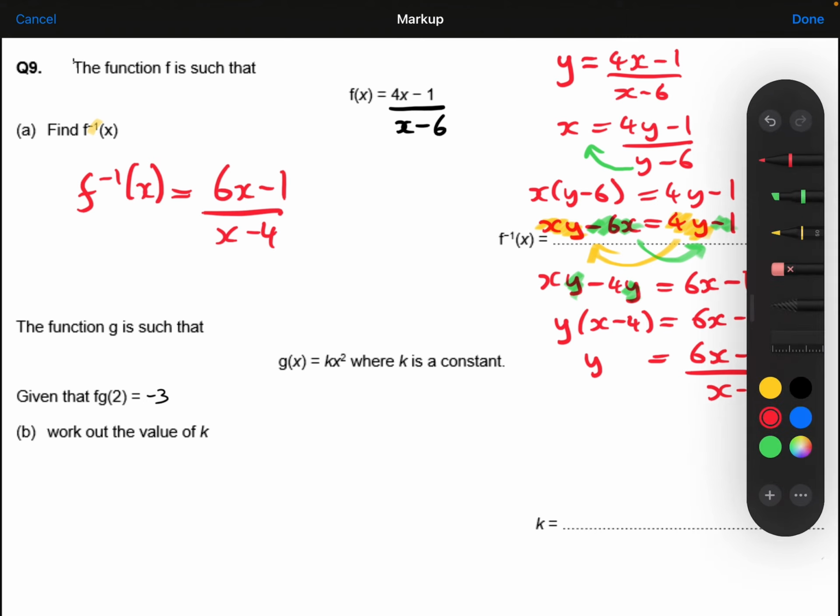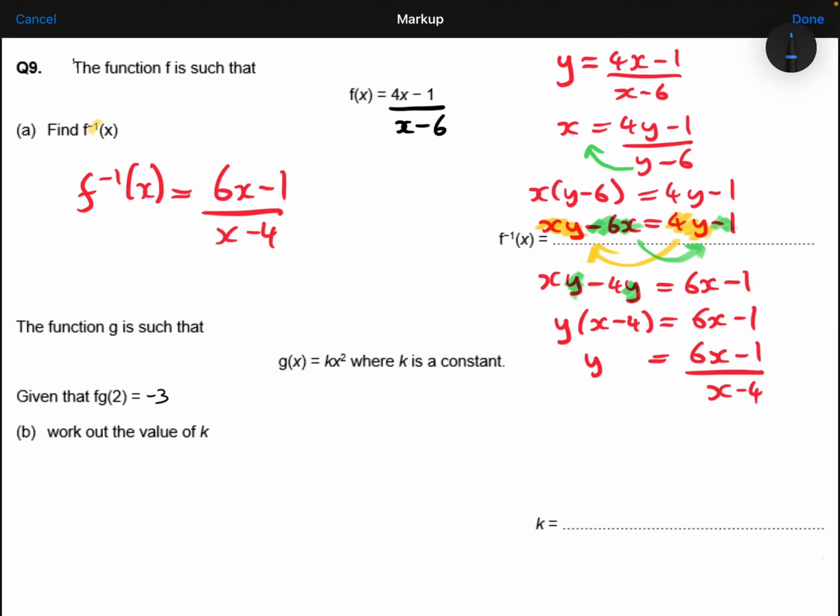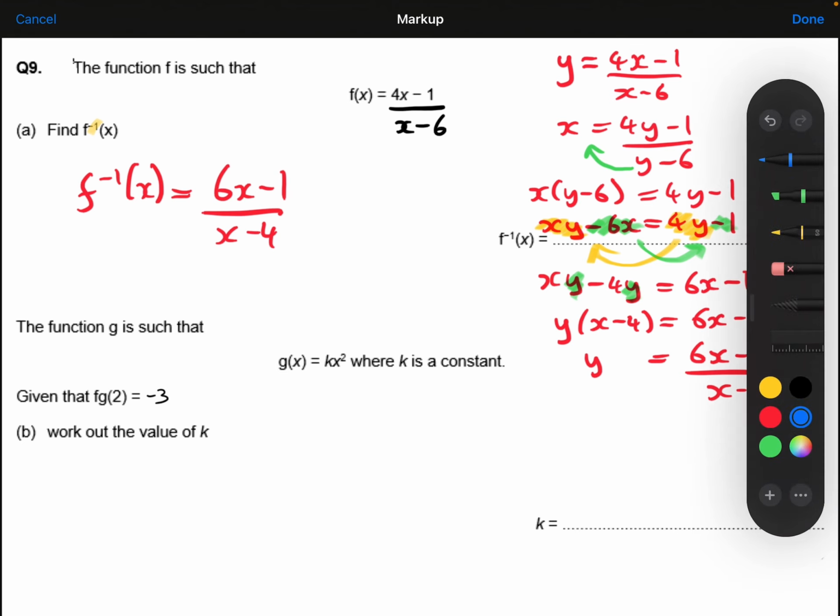Right, we're then told that there's a function g such that g of x is equal to kx squared, where k is a constant. We're told that fg of 2 is equal to minus 3, and we need to work out the value of k. So we need to substitute 2 into g. So let's do that first. Let's substitute 2 into g, which will be k times 2 squared, which is k times 4, or just 4k.